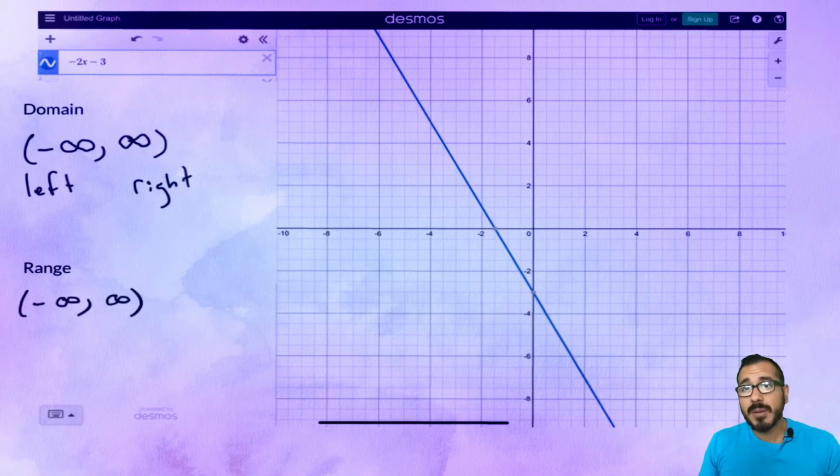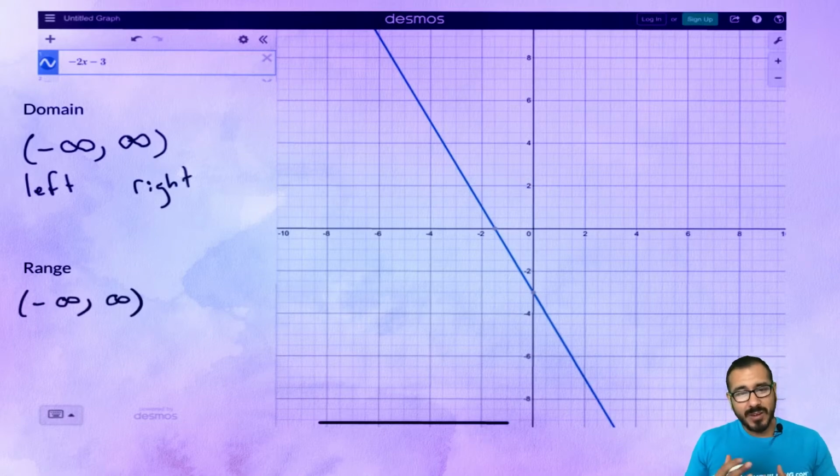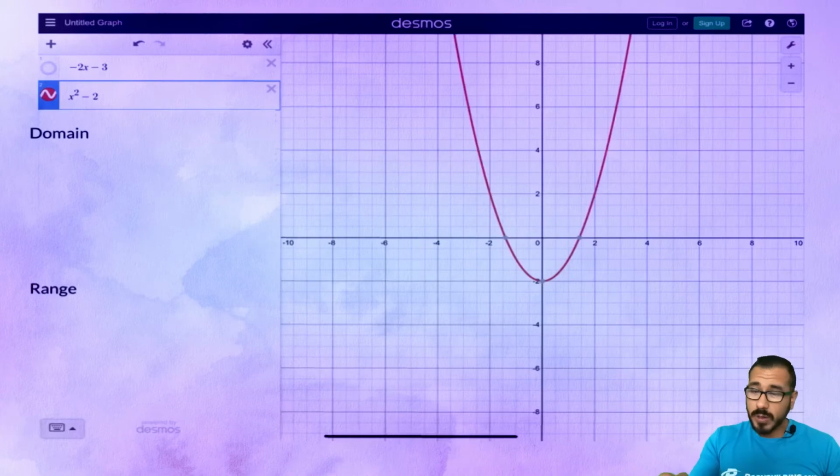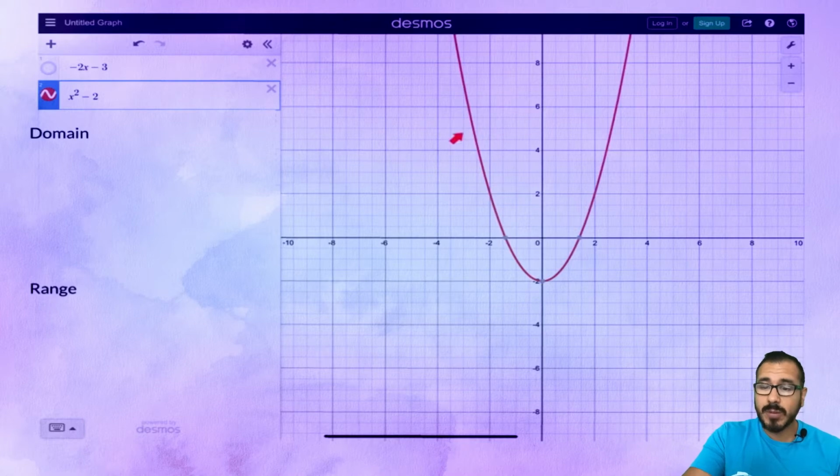Are they always the same? Absolutely not. So please do not get that confused. All right, so far there's our easy example. Let's add a little spice to this. Follow me. Now we're going to look at this next graph, of x squared minus 2.